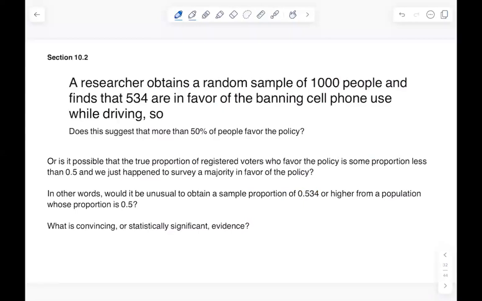Okay. Does this suggest that more than 50% of the people favor the policy? Or is it possible that it's less than 0.5 and we just happen to survey a majority in favor? So would it be unusual to obtain a sample proportion of 0.534 or higher if we have a population whose proportion is 0.5? We need to figure out what it means to be statistically significant. That's what we're going to figure out.